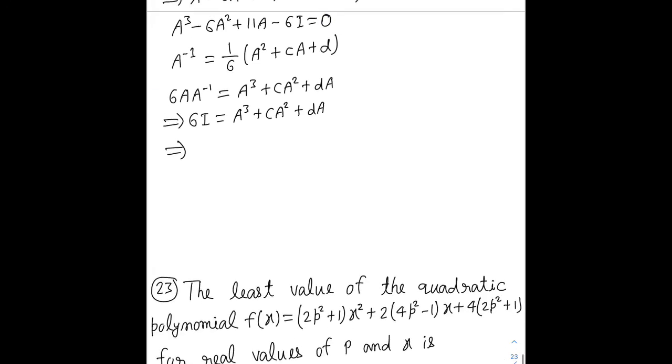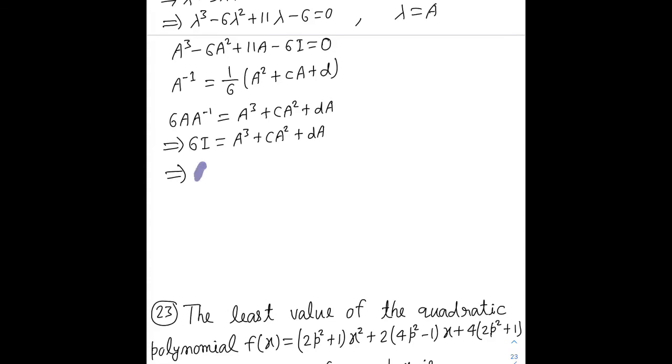So yeah, now if you transpose 6I to the right hand side, you will get A cube plus C into A square plus dA minus 6I equals to 0. Then you compare these two equations. So don't put 0, you put null matrix. So when you compare both the equations, what are you getting? In place of C you are getting minus 6, in place of D 11. So C plus D is nothing but minus 6 plus 11, so it is nothing but 5.